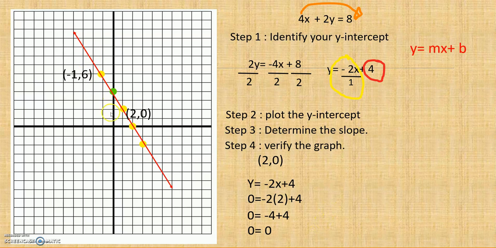We have negative 1 as the value of our x, and the value of y is 6. So let's plug in the given points. We have y is equal to negative 2x plus 4. So the value of y is 6. 6 is equal to negative 2 times x, which is negative 1, plus 4. So we have 6 is equal to 2 plus 4. So 6 is equal to 6. So our solution is correct.